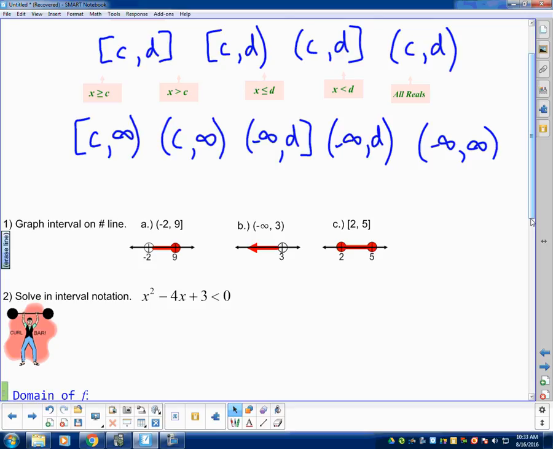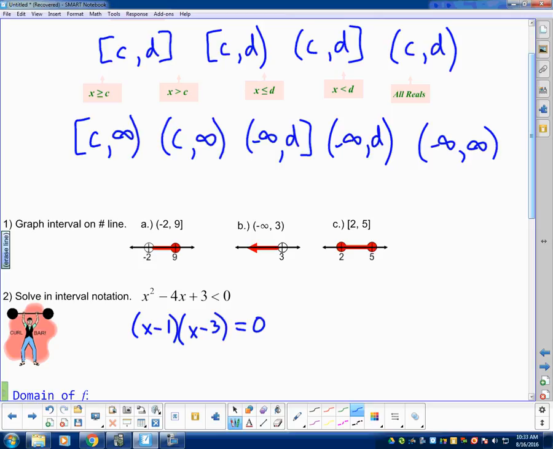We're going to solve the inequality and express our answers in interval notation. So here's how we go about doing this. We're going to go ahead and factor this. Just treat it as if it were a quadratic equation. So we'll go ahead and factor it. And we have x minus 1, factors of 3 that add to equal negative 4, and x minus 3. And we're going to set that equal to 0 and just use those as what we call critical points.